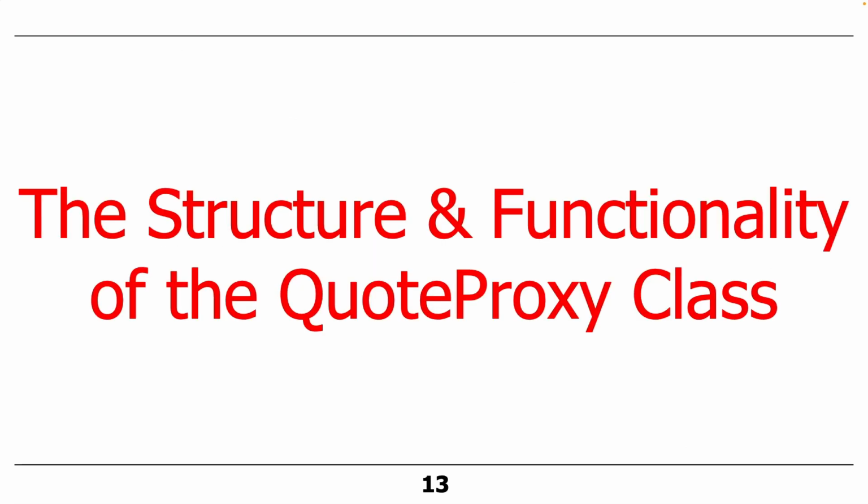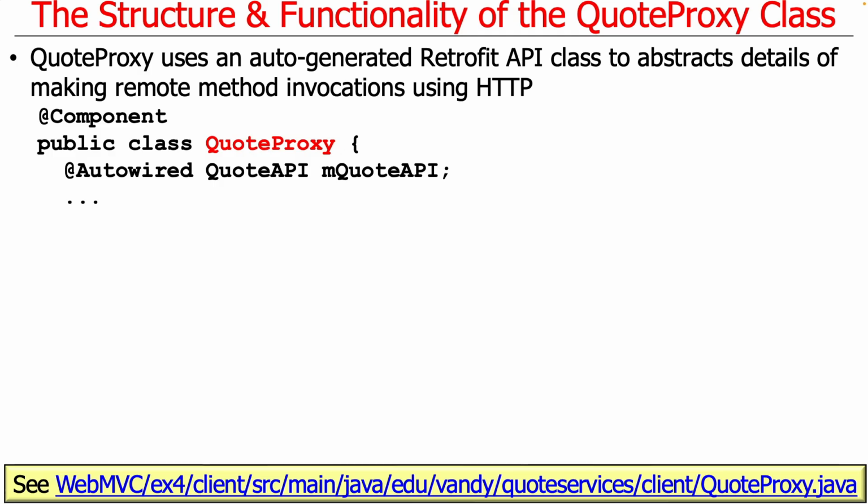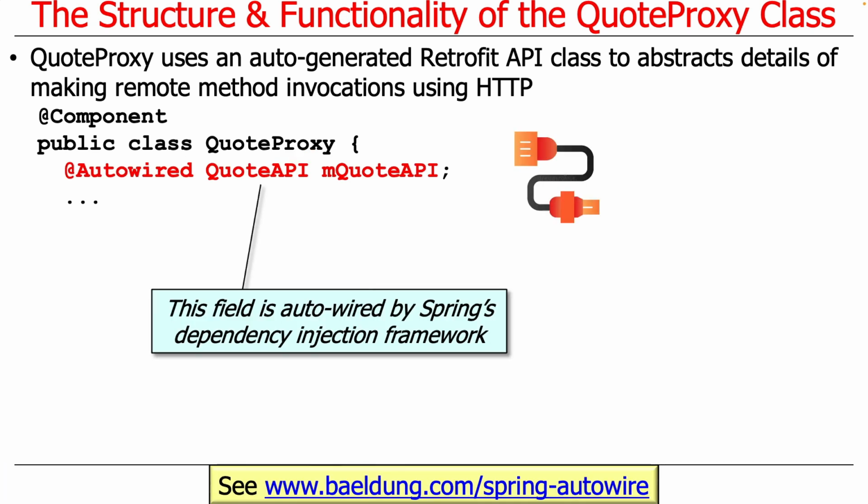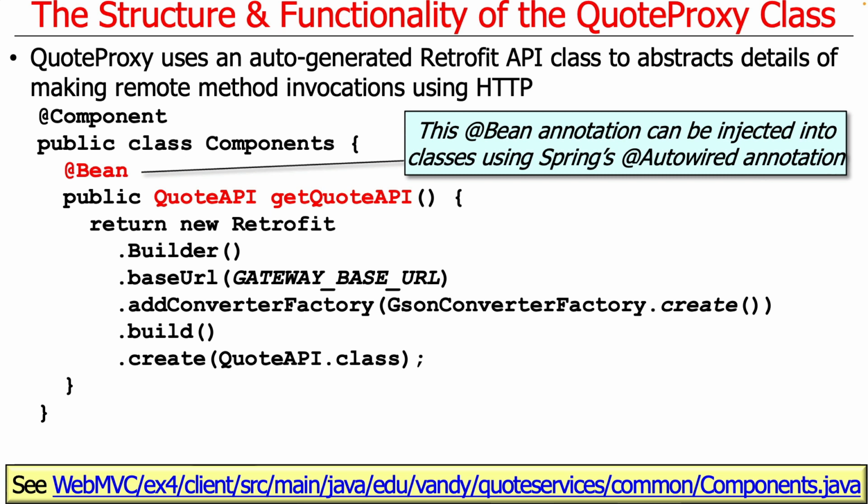Let's now talk a bit about the proxy class. This is kind of fun. It uses the auto-generated Retrofit API class, which is this quote API, to abstract the details of making remote method invocations using HTTP. This is code that we have to write, and you'll see why in a second. We auto-wire the quote API into the QuoteProxy. Quote API, again, is something that's generated automatically by Retrofit. And here's how we connect it together.